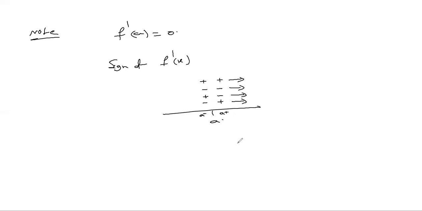F dash of a plus is positive, means it is increasing. F dash of a minus is positive, means still increasing. F dash of a plus is negative, means decreasing. F dash of a minus is negative, means still decreasing. So listen carefully. What about the graph of the first situation? So the graph may be like this.